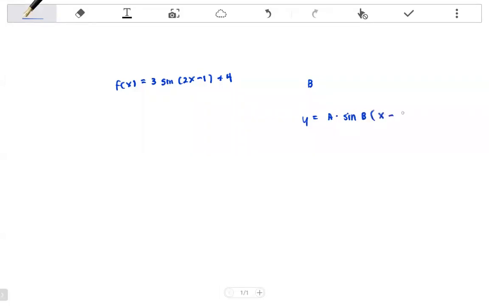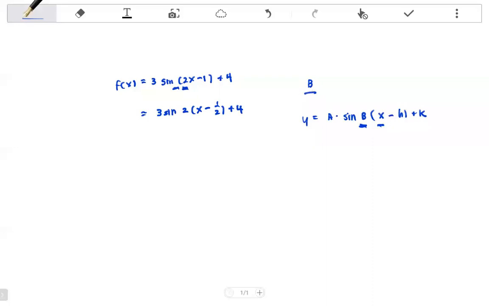x minus h, plus k, right? Where these are all variables, but in this case, it's B. But do we have a B here? We don't, right? So if we don't have a B there, we have to create a B. So we can factor a 2 out, since it needs to be in the x form, not a 2x form. So if we factor a 2 out, we get this, don't we? x minus half. We're dividing the whole thing by 2.